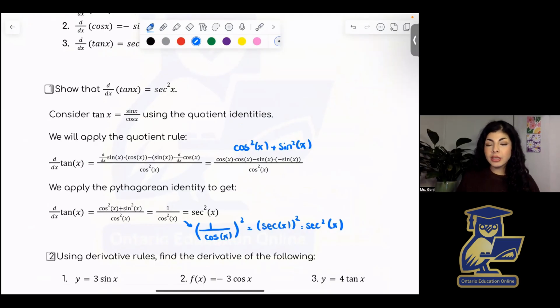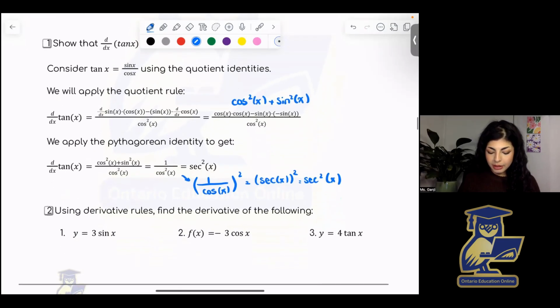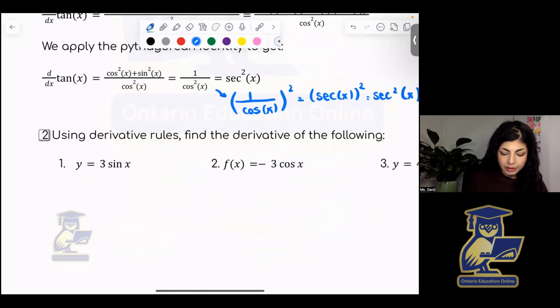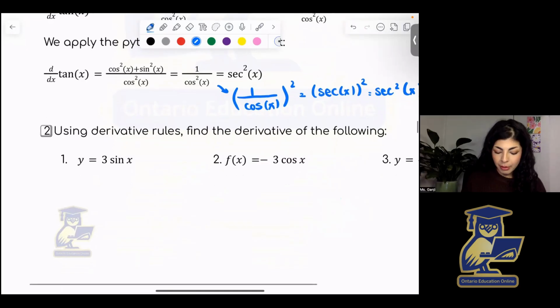So if by any chance you ever forget the derivative, you can always try to derive it based on knowing that tangent is equal to sine over cosine. So now let's just get a little bit of practice with those derivative rules. So very simple here, just to practice what we just learned. Applying it always helps with memory.